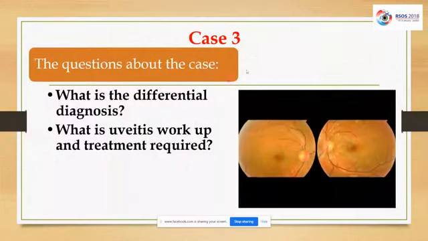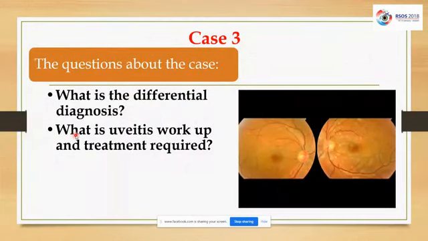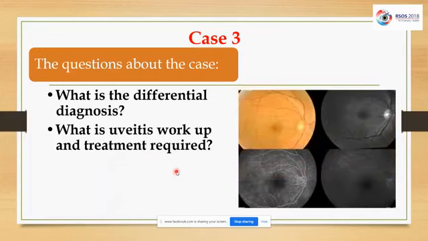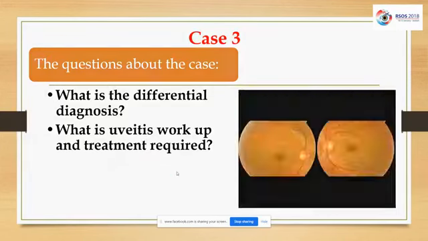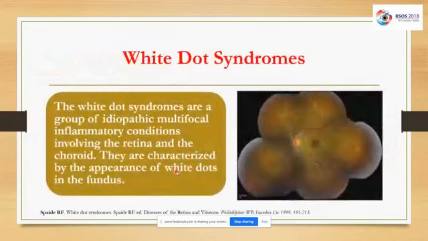So, what is the diagnosis in this patient? What is uveitis required? This is a very clear diagnosis of white dot syndrome. The white dot syndromes are a group of idiopathic multifocal inflammatory conditions involving the retina and the choroid. They are characterized by the appearance of white dots in the fundus.